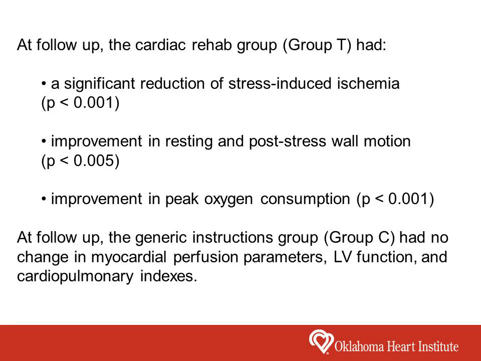At follow-up, the cardiac rehab group, Group T, had a significant reduction of stress-induced ischemia. P less than 0.001. Improvement in resting and post-stress wall motion. P less than 0.005. Improvement in peak oxygen consumption, P less than 0.001. At follow-up, the generic instructions group, Group C, had no change in myocardial perfusion parameters, LV function, and cardiopulmonary indexes.